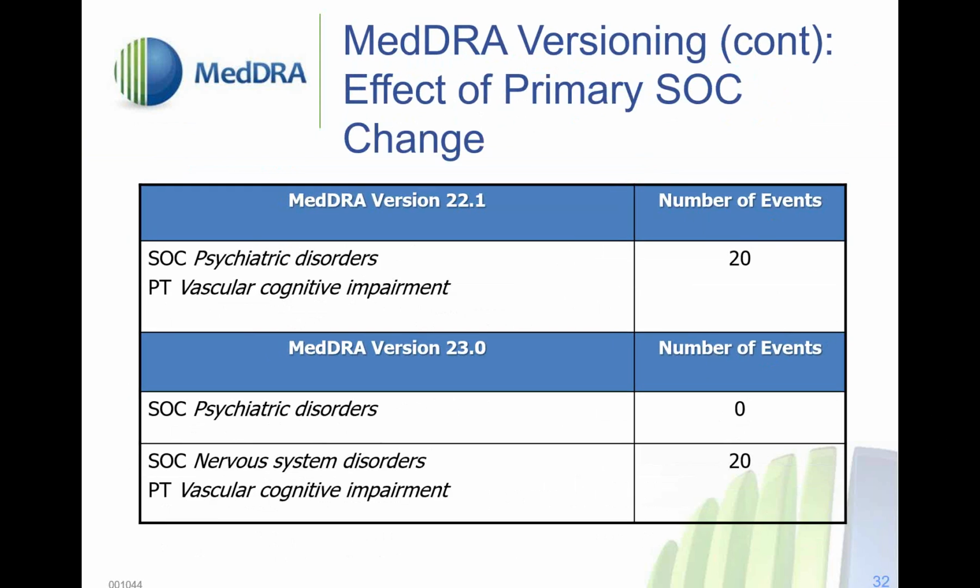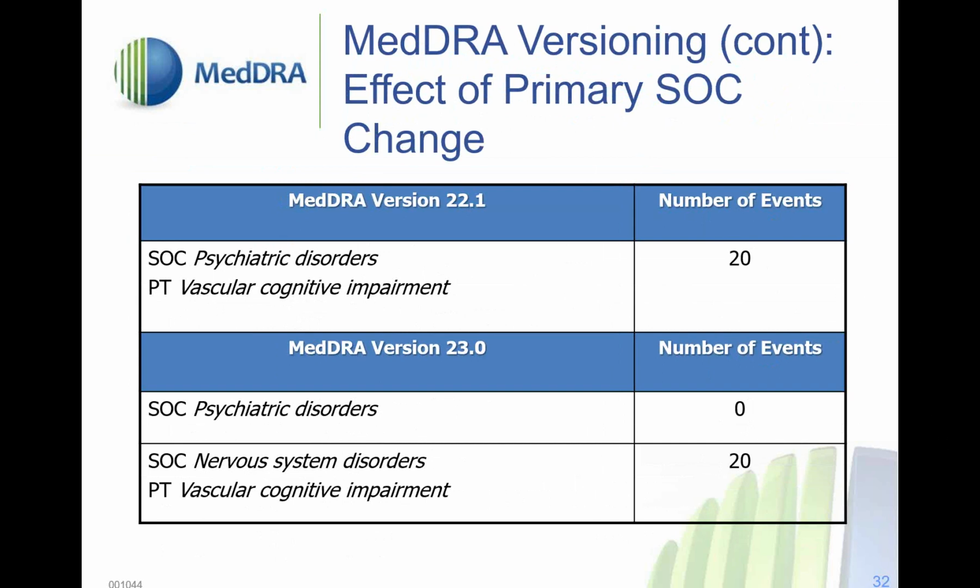Here's another example. Version 22.1 had a preferred term of vascular cognitive impairment listed under the psychiatric disorders. An end user suggested to us that that was not the correct pathway, that this in fact was a nervous system disorder. The medical team reviewed that request and agreed with it. And so in 23, this preferred term had a change in the hierarchy. It was no longer primary to the psychiatric disorder. It was now secondary to psychiatric disorder and primary to nervous system disorder. So when you look at it in version 23 and you're only looking at your primary system organ class and you see that all those 20 cases disappeared, you might be tempted to think, was it spontaneously resolved? Are these all gone? Well, no, they're not gone, but they're under a different primary system organ class now. So they're under nervous system.